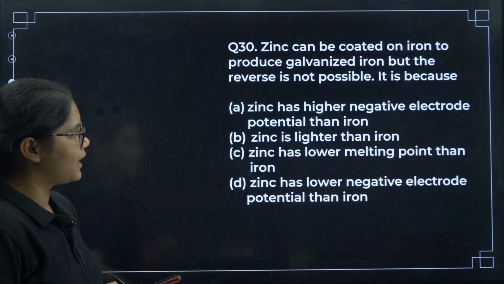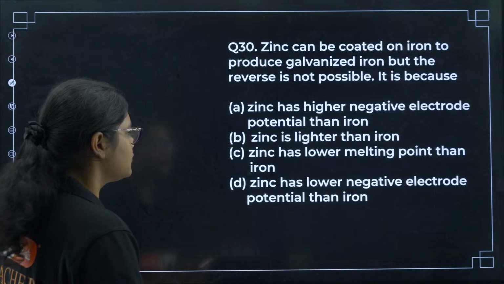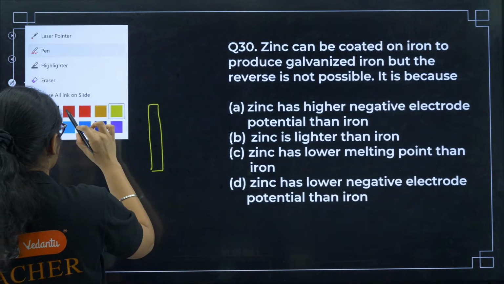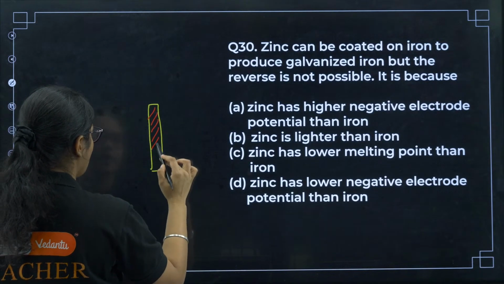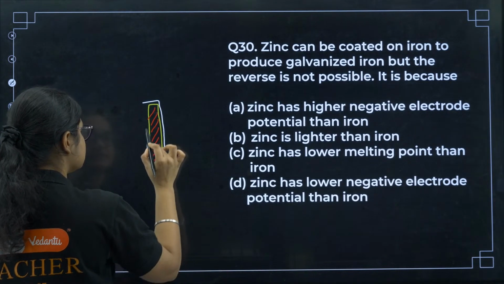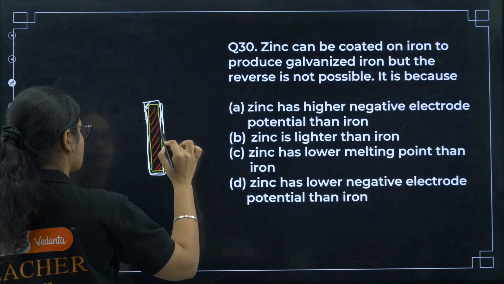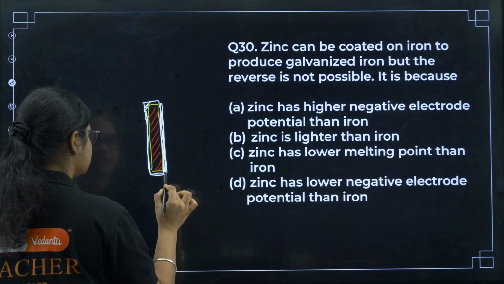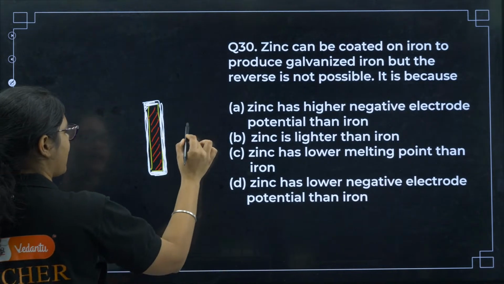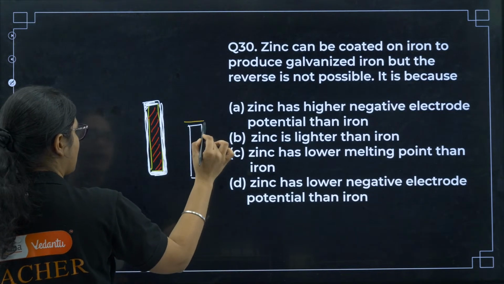Zinc can be coated on iron to produce galvanized iron, but the reverse is not possible. It is because, we know that during galvanization, suppose this is your iron rod. On that we have a deposition of zinc. Right. So why is this happening? Why can't we do the reverse, where you have the zinc rod and to protect the zinc you take an iron rod over it?